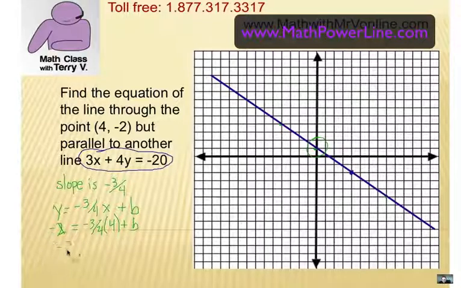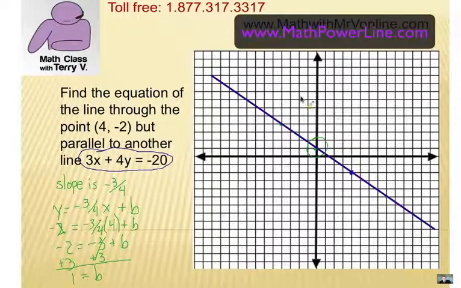Alright, so negative 2 equals, what's negative 3/4 times 4? Those 4's are going to cancel out. So it'll leave me with negative 3 plus b. And when I add 3 to each side, hopefully it'll give us a positive 1. So by graphing, we found out the y-intercept is positive 1. Through algebra, substituting in my x and y value of the given point, I can solve for b, which is the y-intercept.